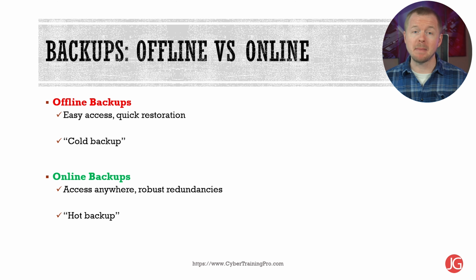We might call offline backups cold backups because the systems or databases actually have to be offline for the backup. And then we have online backups, which are offered through cloud providers, and they can be accessed anywhere. Online backups also are usually encrypted, and they offer much more robust redundancies with large providers like Amazon Web Services, Microsoft, or Google, just to name a few of the major cloud providers. We might call online backups hot backups because they back up when the system or the databases are operational.